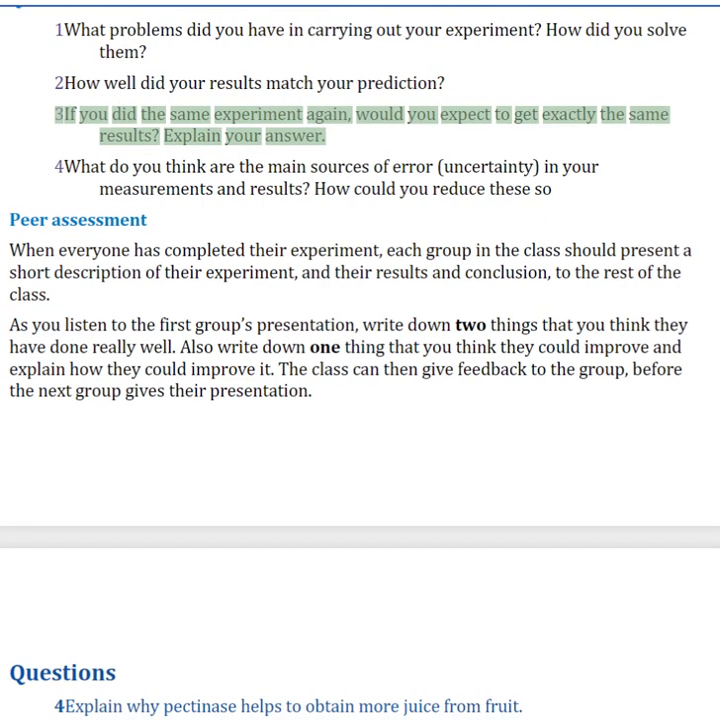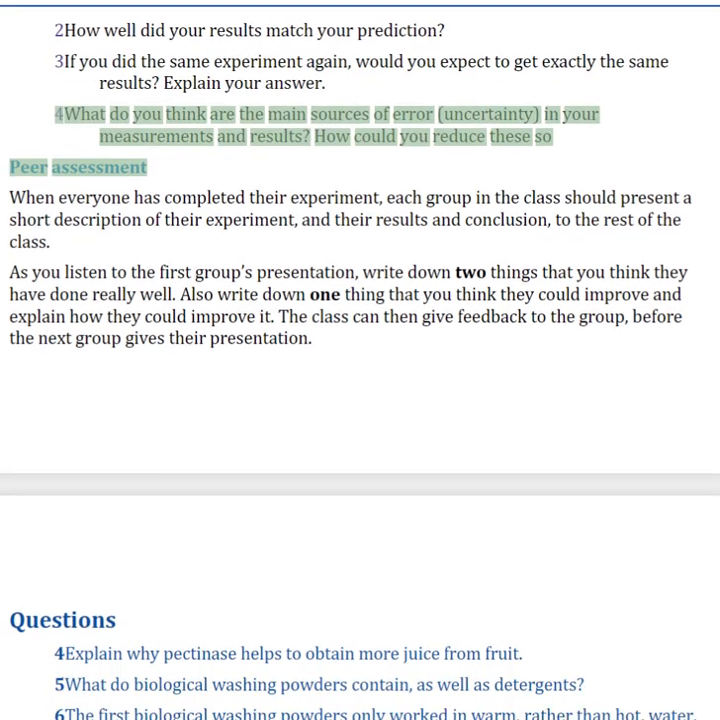3. If you did the same experiment again, would you expect to get exactly the same results? Explain your answer. 4. What do you think are the main sources of error in your measurements and results? How could you reduce these?